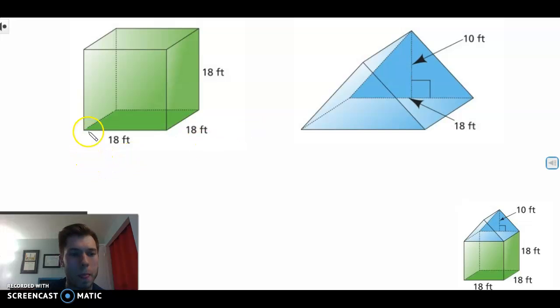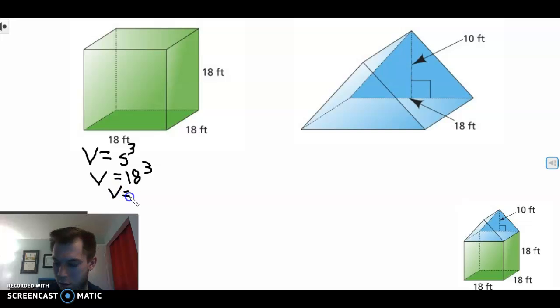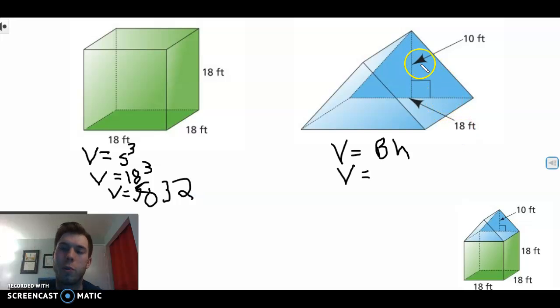For this one, this is a cube since all sides are congruent to each other. So you can do volume equals s cubed, which means all sides are the same, and you can cube it: 18 times 18 times 18, and that would get you your volume. So the volume of this cube is actually 5,832.